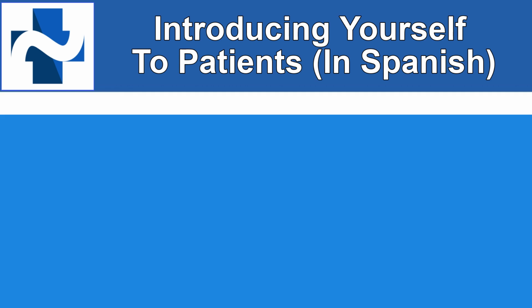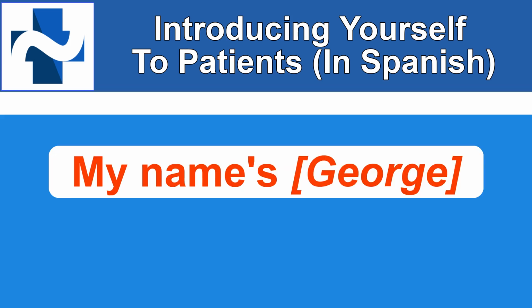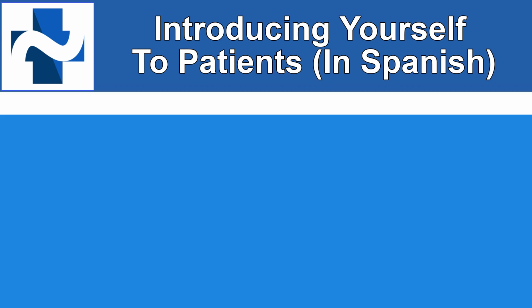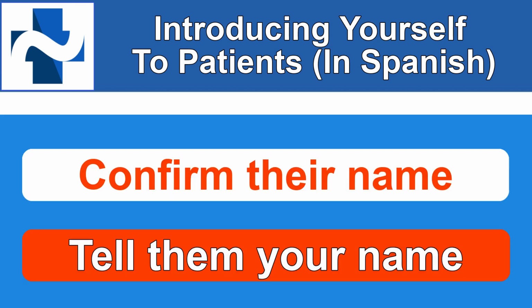All right, so the next one is you're going to tell them your name. And how would you say, my name's George? Yo me llamo Jorge. Yo me llamo Jorge. Or just me llamo Jorge. So, of course, replace Carmen or Jorge with whatever the appropriate name is, their name and your name. You may or may not want to use these exact phrases, but if you do, that's how you can confirm their name and then tell them your name.